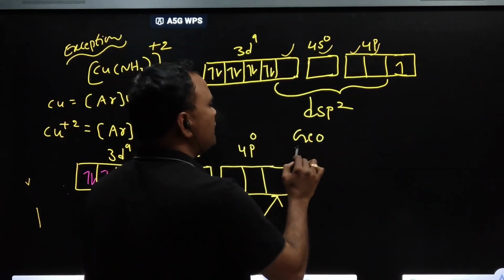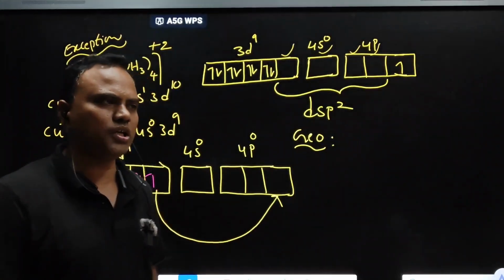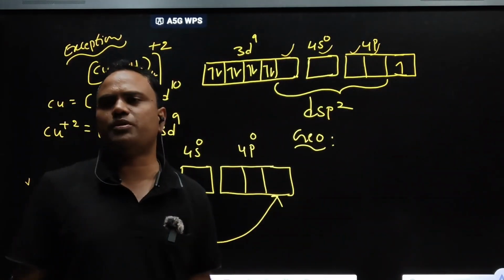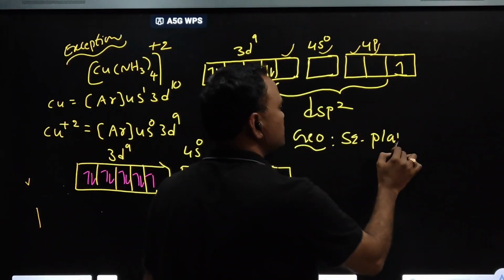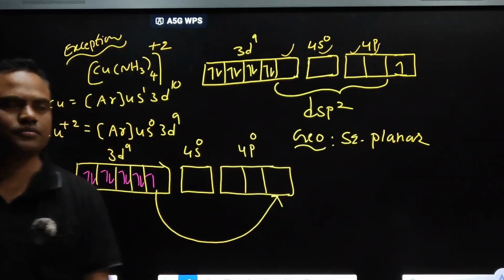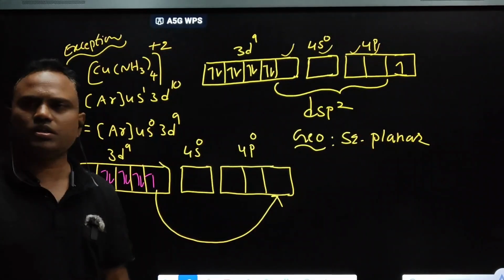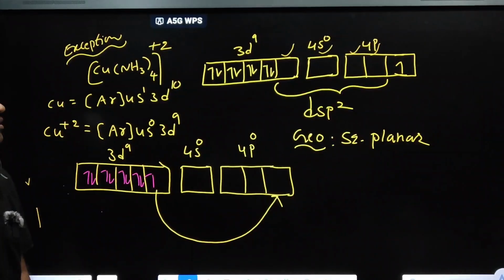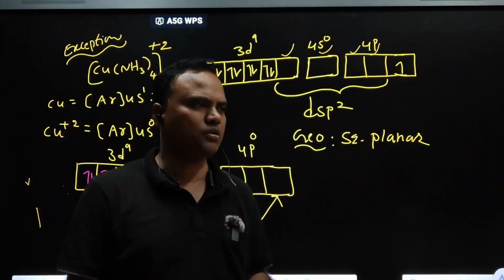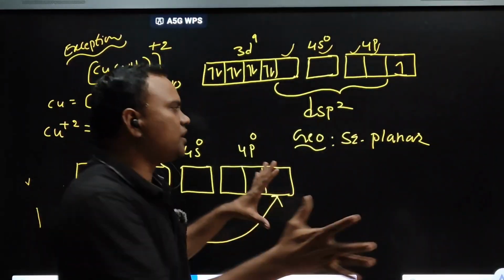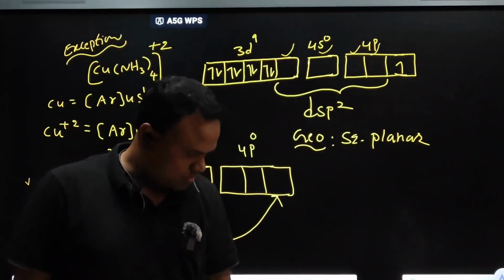Geometry. If hybridization is dsp2, then geometry is square planar according to chemical bonding. sp3 is tetrahedral, dsp2 is square planar. See the reason. Square planar means it is a planar molecule. Planar molecule means all the atoms are present on the plane only. Once look at this.